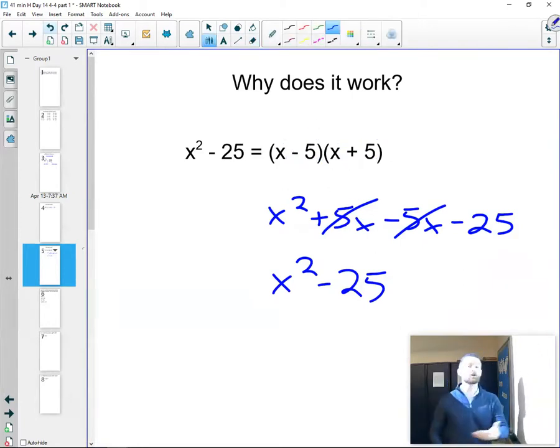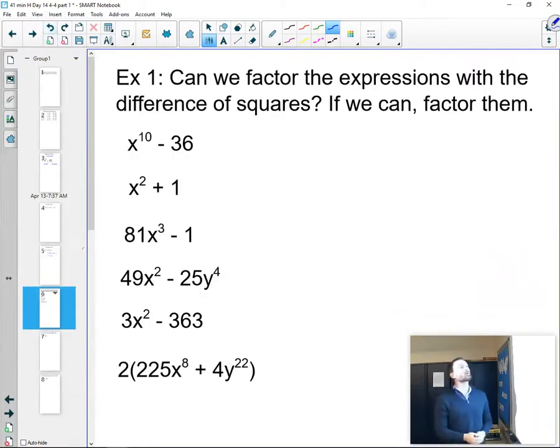And instead of getting a trinomial, we get a binomial. Right? So that's how difference of squares works. What we're going to do next is example 1. We're going to take a look at each of these polynomials and think, okay, can we factor the expressions with the difference of squares? And if we can, then we're going to factor them.